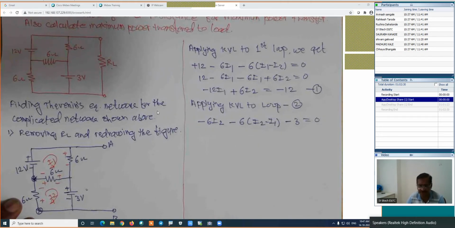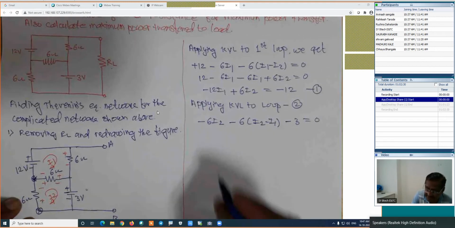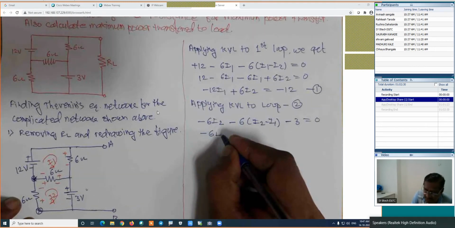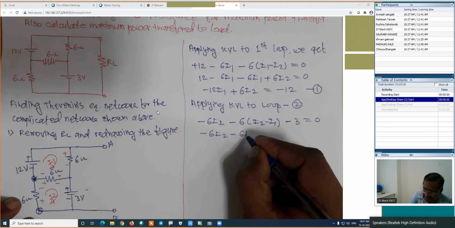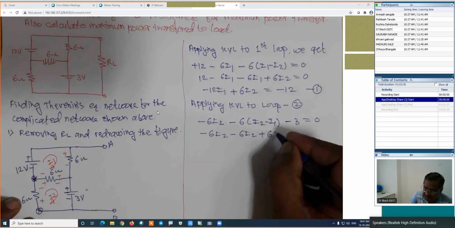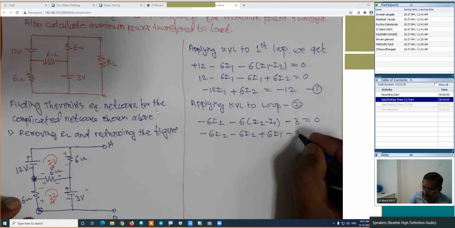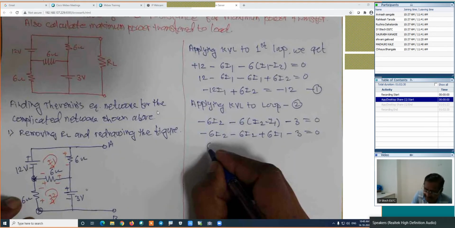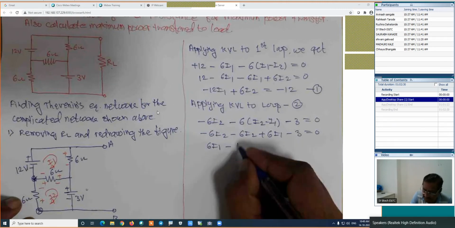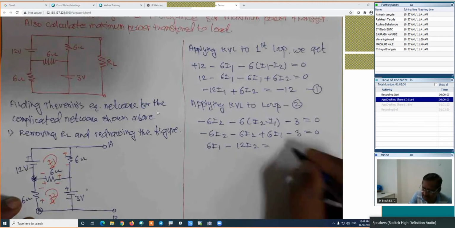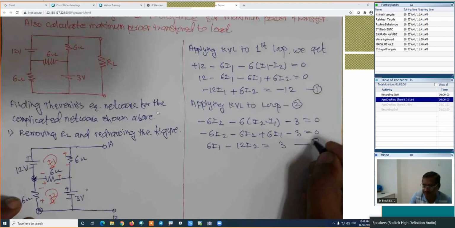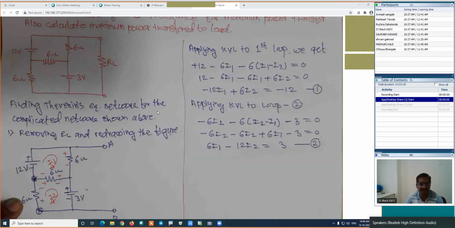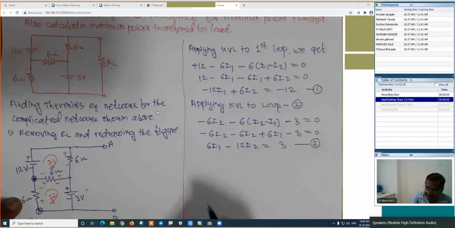Now we will simplify this equation. It is minus 6 into I2, then minus 6 into I2 again, then plus 6 into I1, and finally minus 3, which is equal to 0. In this case, the equation will be plus 6I1 minus 12I2, which is equal to plus 3, and this is equation number 2. Now we have two equations and two unknowns. Solve both equations and find out the values.